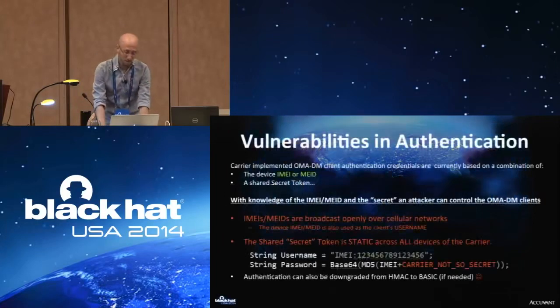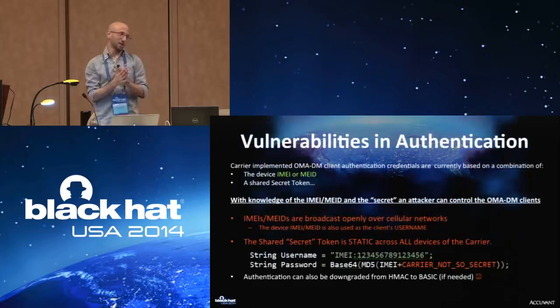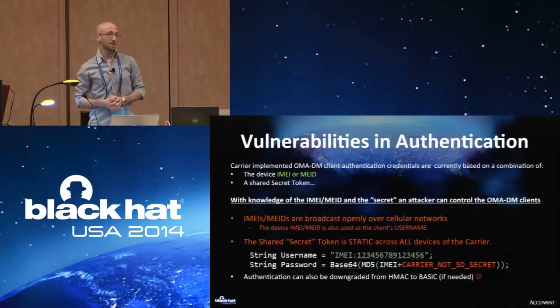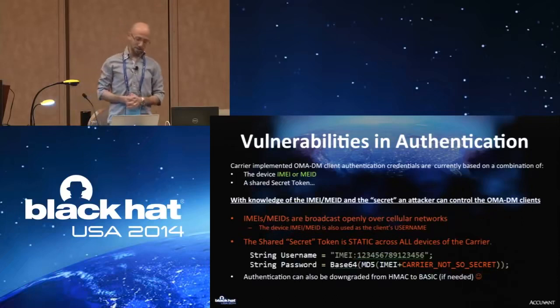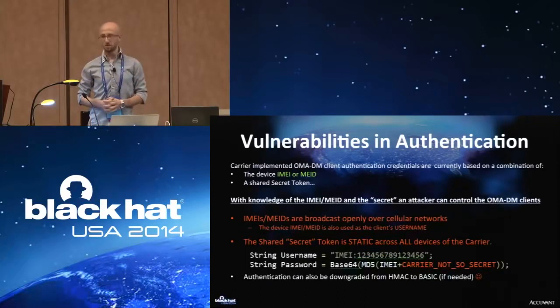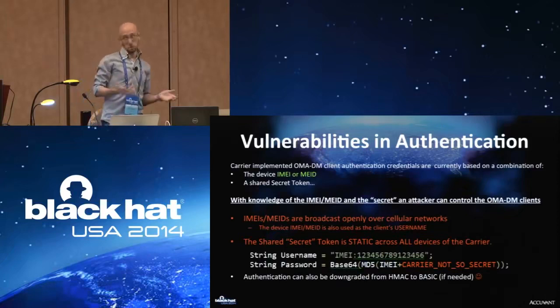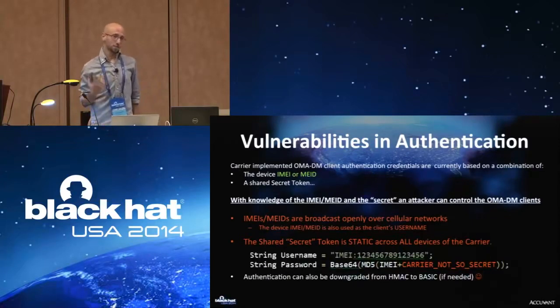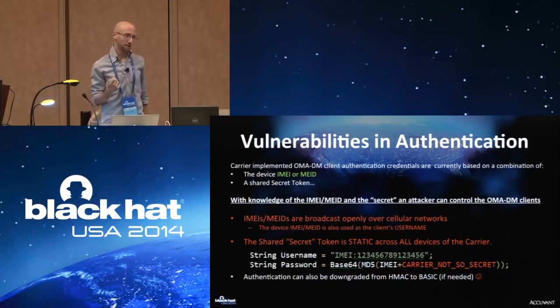Core authentication. Like we talked about earlier, the carriers' OMA-DM is based on a combination of a device identifier and a shared secret token. The carrier's implementation uses your device ID, your IMEI or your MEID, which is interesting. It also uses a shared secret token. Between those two pieces of information, an attacker with direct access to the client can take full control.